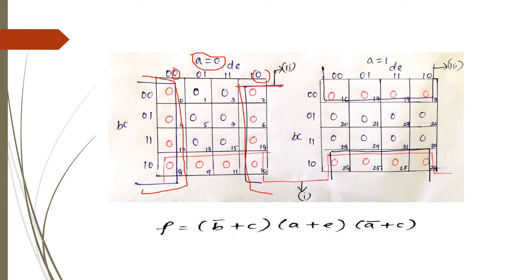Similarly, I can group these 24, 25, 27, 26 and 16, 17, 19, 18 together. If I check here, this corresponds to A is equal to 1, so I write it as A bar, plus, since I'm grouping 8 cells, I'm going to get 2 literals. So this corresponds to what? C is equal to 0, so directly I can write it as A bar plus C. This is how you do the grouping and find the minimal product for a given max term.